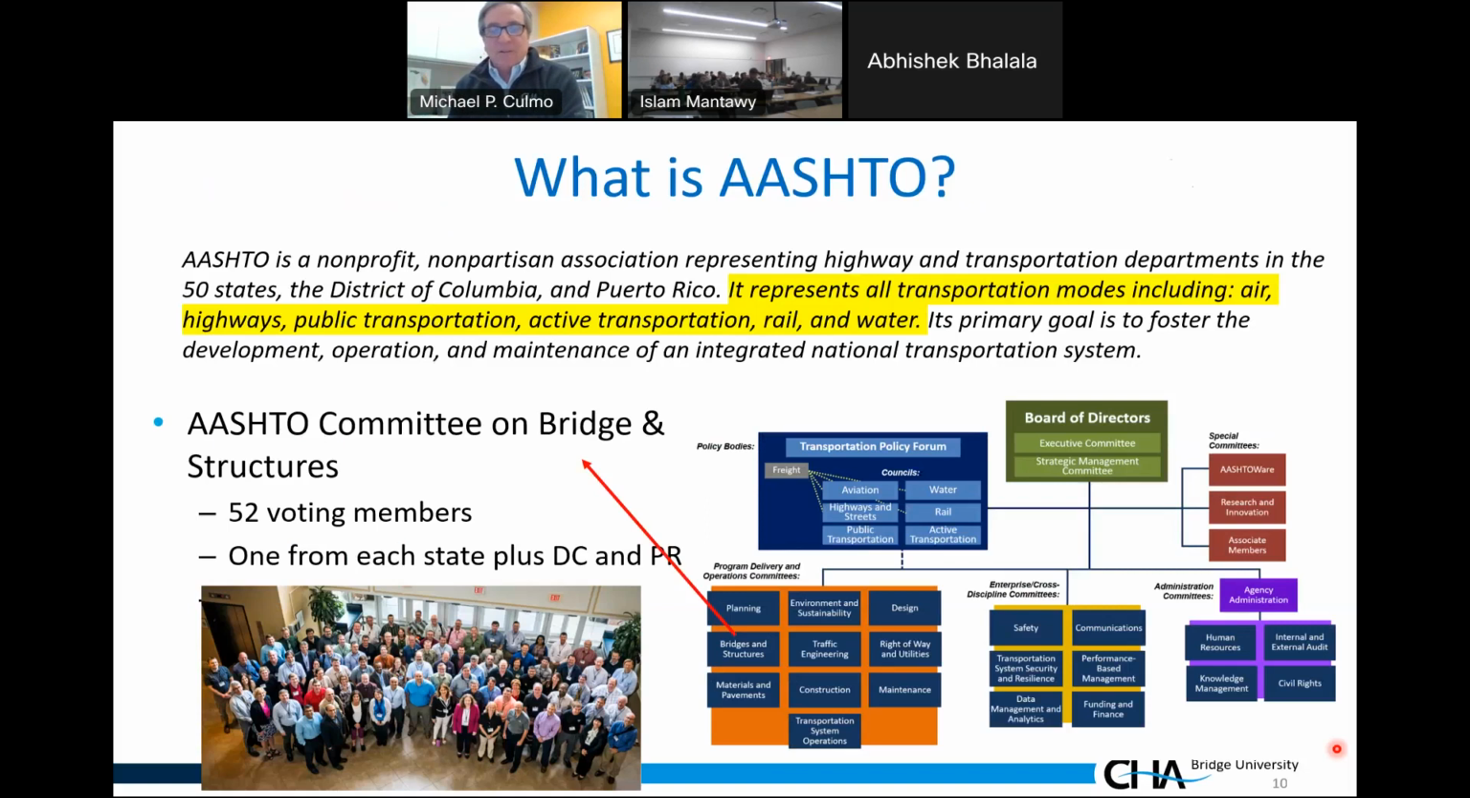But the lower left are the technical committees that are out there. You can see Bridges and Structures is one of those technical committees. There's a committee on design, which is really highway design, traffic engineering, construction, maintenance, and you can see the rest. So these are the technical committees.